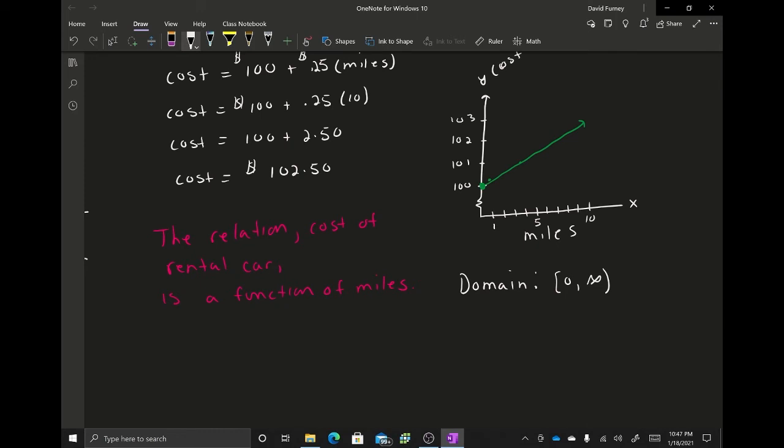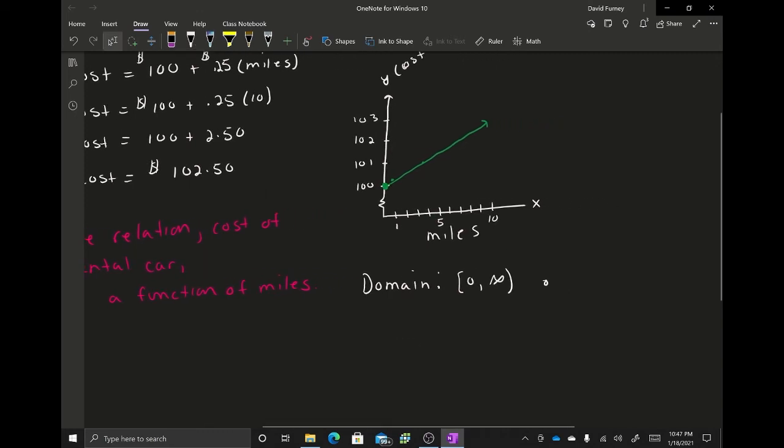Now, unlike the other domains that we looked at so far, we can't list these individually. I can't say 0, 1, 2, 3, 4, because A, there's no way I can get to infinity. Right? We'll be here forever writing that out. And B, what about those in-betweens? If I go from 0 to 1, what if he only drove half a mile? Would he get charged for that half a mile? How does that work?